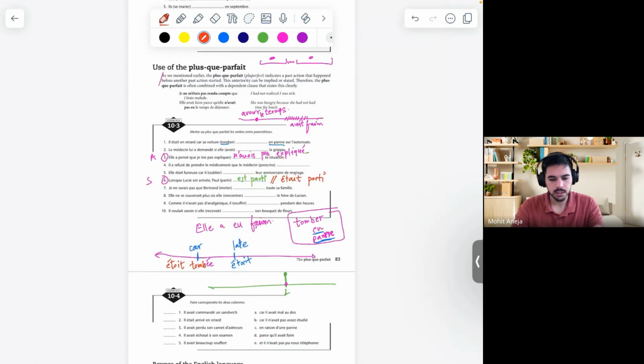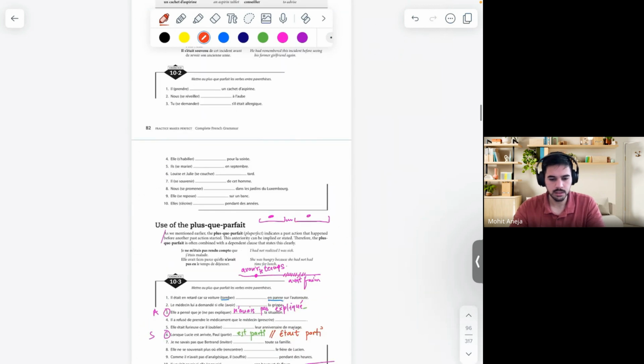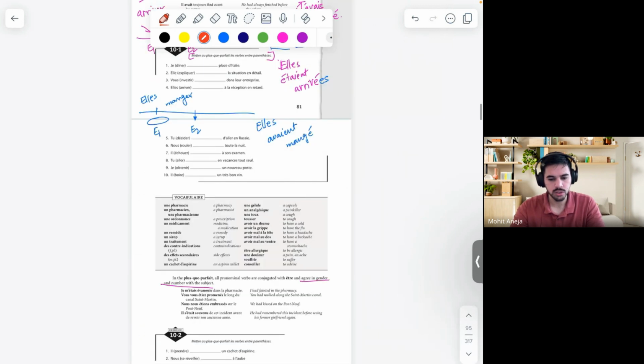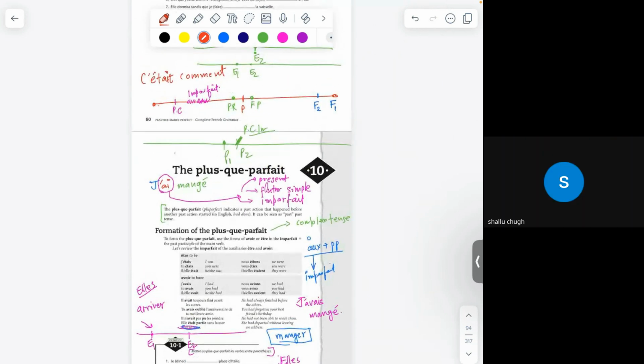Okay. With that, I think we covered a lot of plus-que-parfait. Any doubts so far? Shalu, are you clear on everything? Yes, sir.